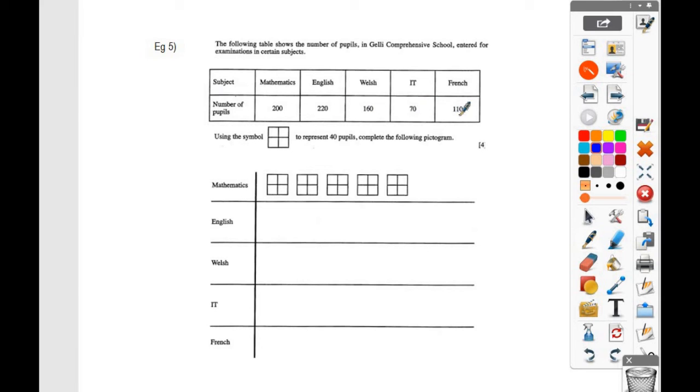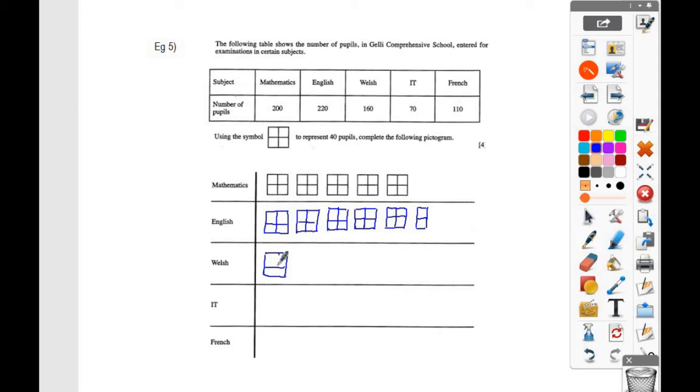So 200, so what's important now is that you do, as best you can, copy the symbol, spacing it out, lining it up underneath, so that when you draw your pictogram, you've got a clear labelled diagram. So that's 200, but English is 220, so we need an extra 20. Well, if one symbol is 40, the extra 20 will be half a symbol. And as I said earlier, make sure that your half symbol is exactly half of the full symbol for scale. Welsh is 160, so that'll be 4 of those.